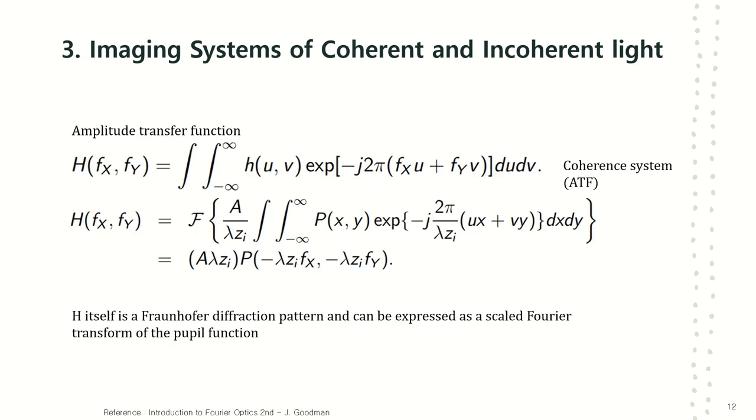In the case of a coherent system, the amplitude transfer function, ATF, capital H function, is defined as the Fourier transform of the amplitude impulse response, small h(u, v) function. And also the ATF can be represented as the Fourier transformation of the pupil function.